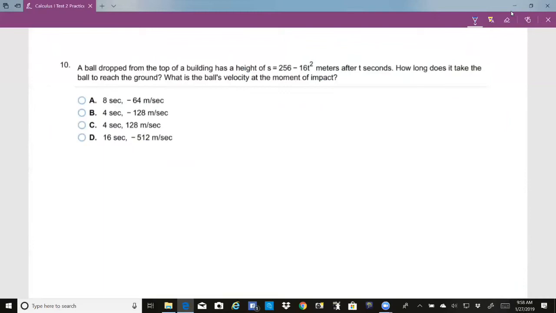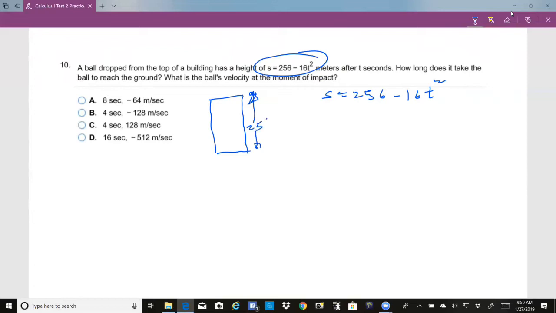Number 10, a ball is dropped from the top of a building. After the ball is dropped, the position is given by S equals 256 minus 16 T squared. Notice that when T equals zero, the position is 256, which means the height of the building is 256.